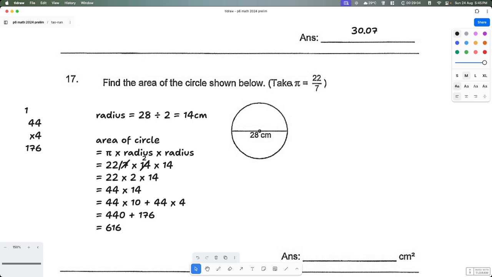So the total is 616 centimeter squared. There you go. So the answer is 616. All right, that's it. Let's move on to the next question.